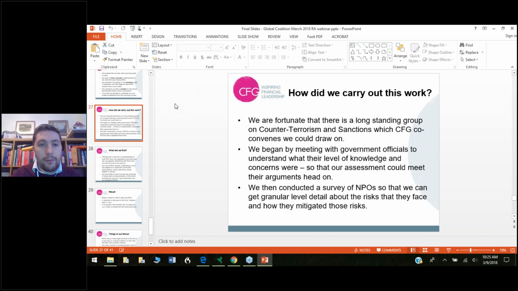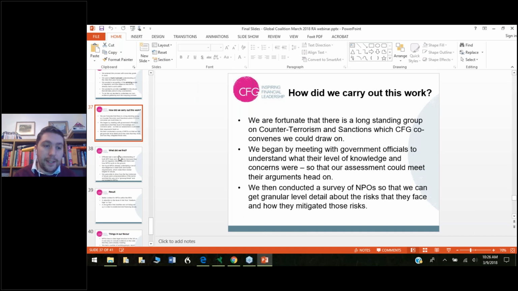And then what we wanted to do in our risk assessment was basically, every point of concern that they had, we wanted to gather evidence to show that they shouldn't worry about it. So we did that through a survey, which we ran of NPOs, and we asked them to be as detailed as possible about what they were doing to mitigate the risks which government felt were facing the sector and what good practice looked like. And then that way we could throw that back at the government.